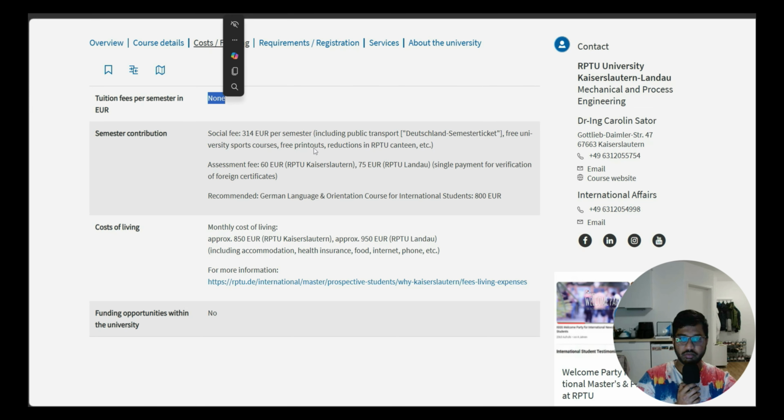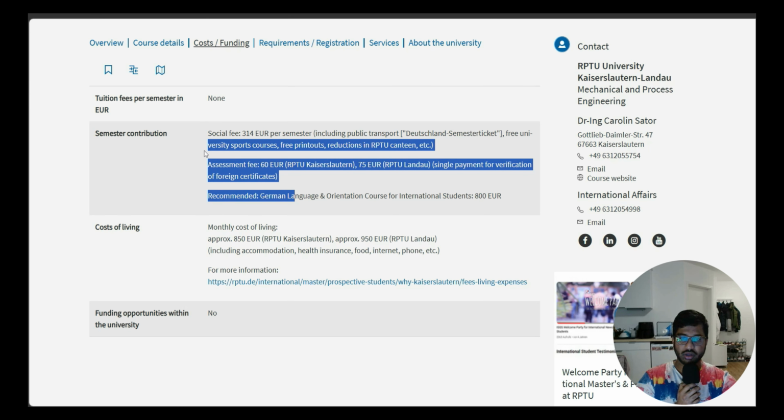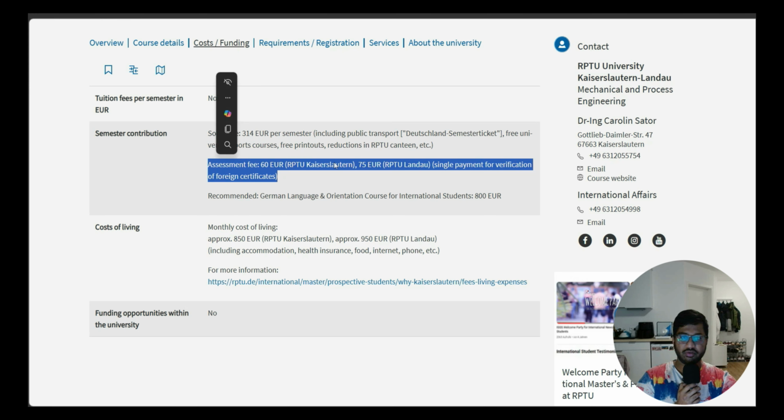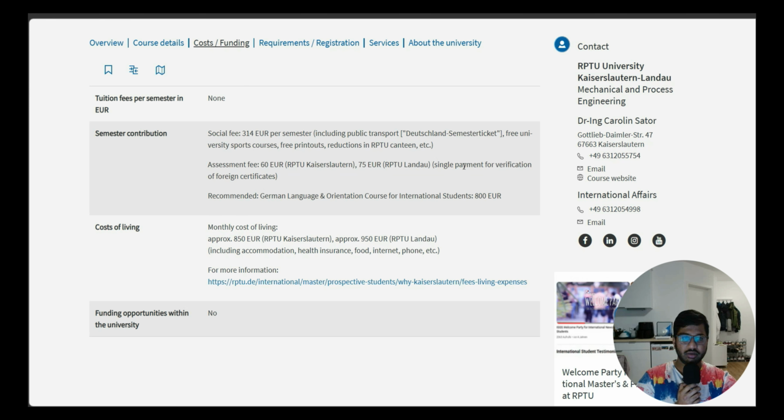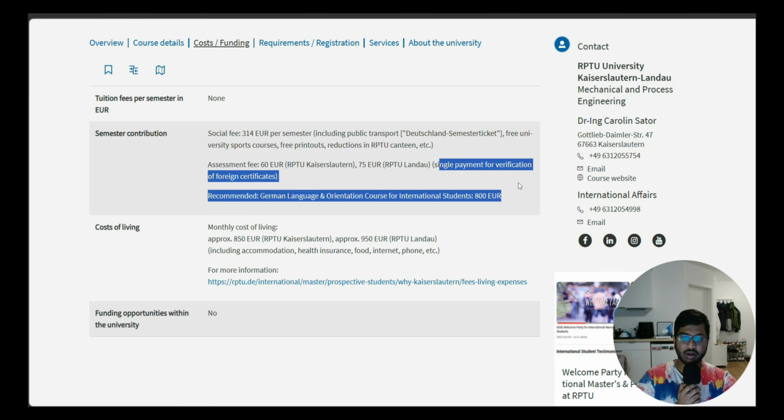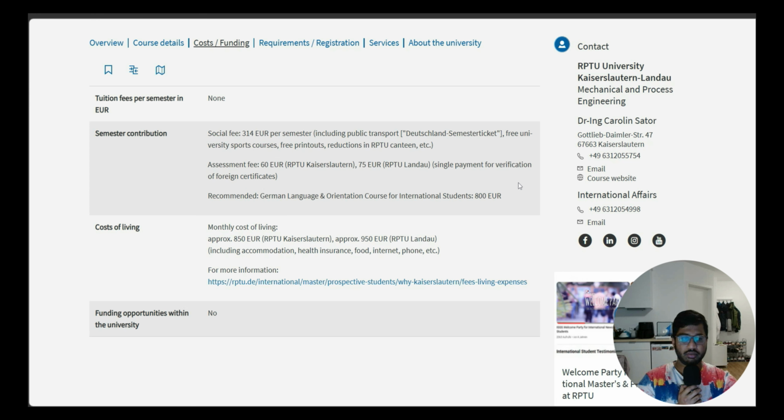There are no tuition fees, but we have to pay around 350 euros together for the Deutschland ticket, and assessment fees of 60 euros for RPTU Kaiserslautern, 75 euros for RPTU Landau, a single payment for verification for foreign applications. So usually if you are applying for this particular course, you need to pay 75 euros or 60 euros depending on where you are applying, RPTU Kaiserslautern or RPTU Landau. And this is a single payment for verification.